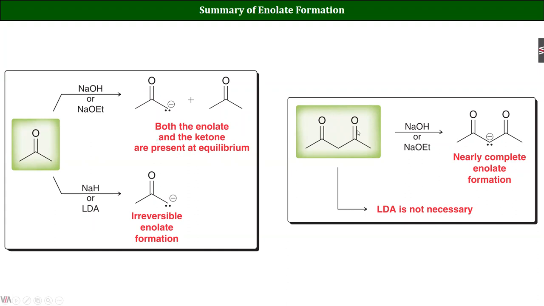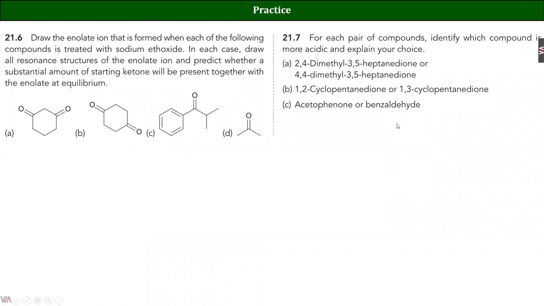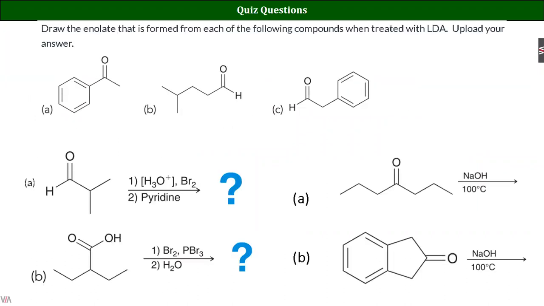But if it's the beta diketone, then it's acidic enough that we can just use what we normally consider a strong base, but a regular strength base, not a super base. And we went through these. These were the quiz questions. The only thing you missed, I think, was the dehydration reaction. So if you're good with that, then I think we can keep going.